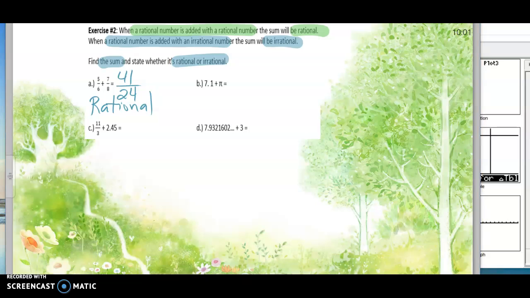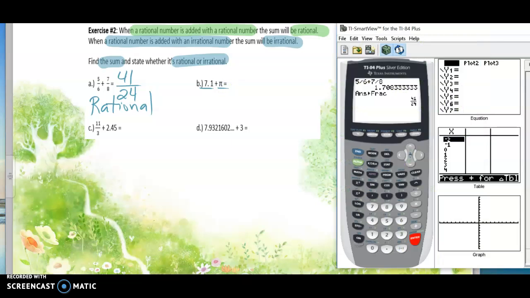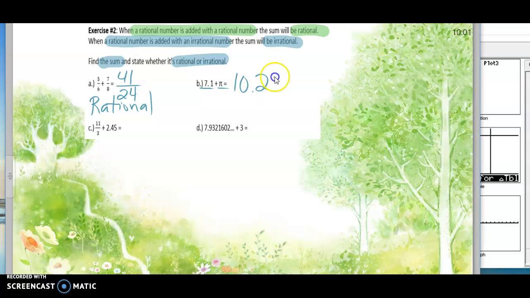Next is 7.1, so this is rational, but pi we know is the most famous irrational. So let's take a look at the calculator. 7.1 plus second and the up arrow pi. Press enter, and yeah, it makes it 7.1 bigger, but still never ending, never repeating. So 10.24159, and how about 3 dots, okay? Because we get the point. And that is irrational.